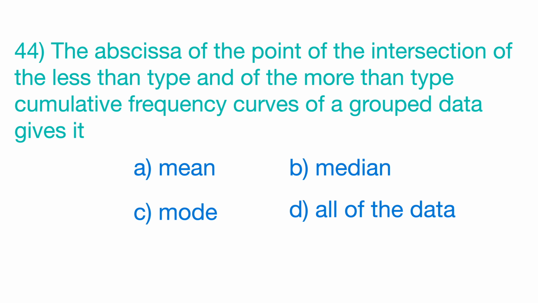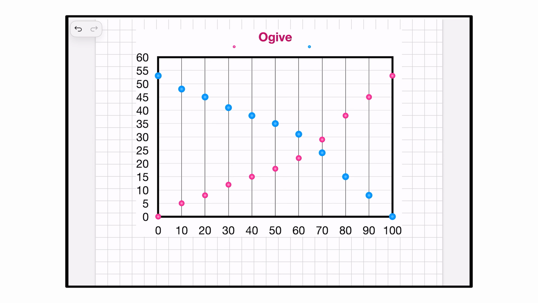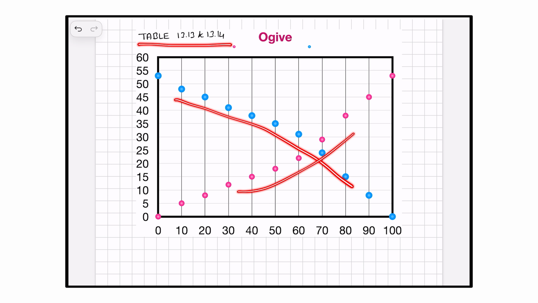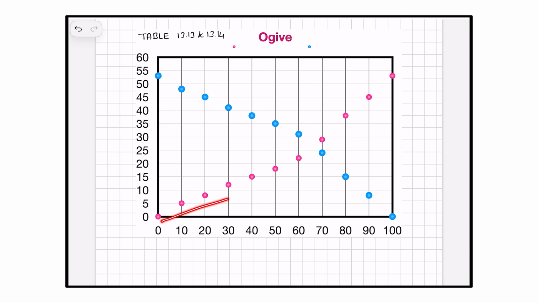Making this plot is very important for all of us to have a feeling of, or to understand, what this problem actually is. So this is the plot. Again, the values are from table 13.13 and 13.14. You can refer to these tables for these data points. The points in the rose color that you see here are the less than type, and the points in the blue color are the more than type.